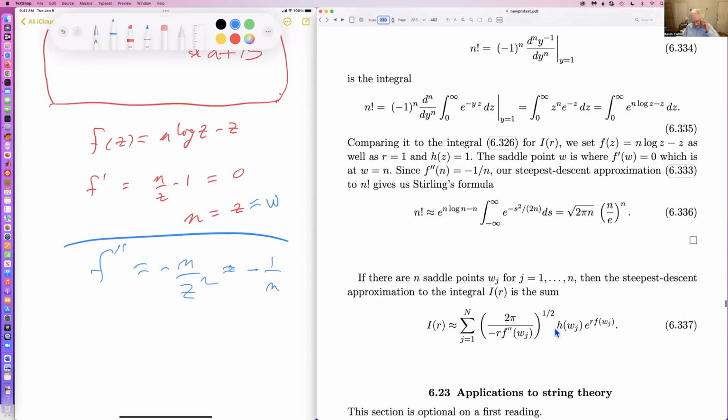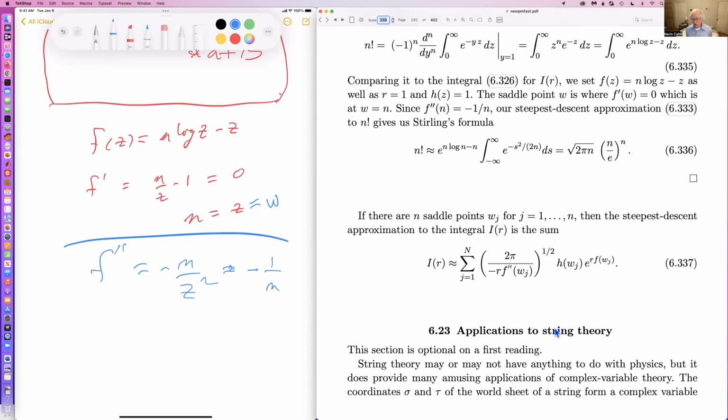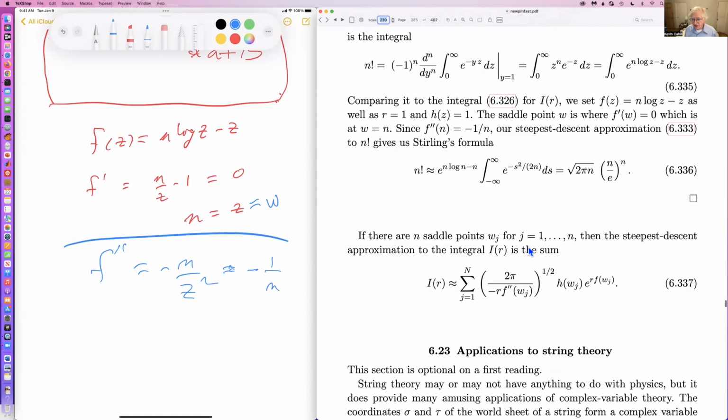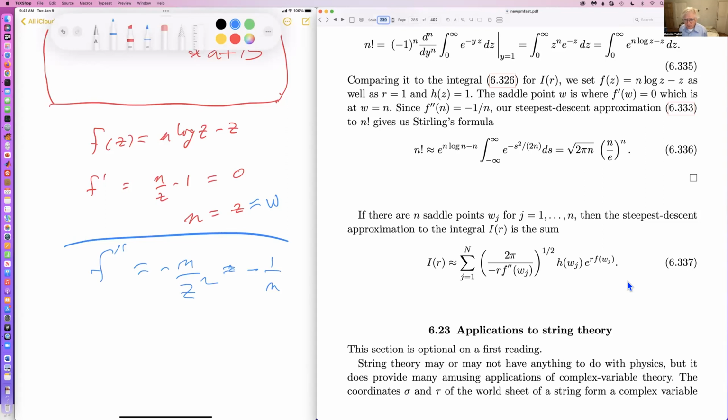By the way, we assumed there was only one saddle point. If there are several saddle points that are suitably separated, in other words, to do the integral, you have to go over one saddle point, then another, and then a third. What you do is you just take this approximation and add them together for each saddle point.